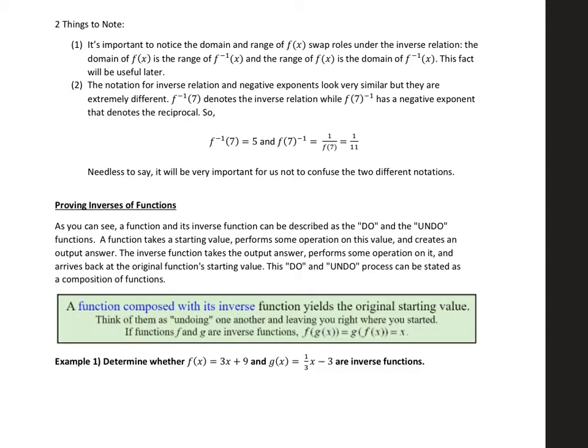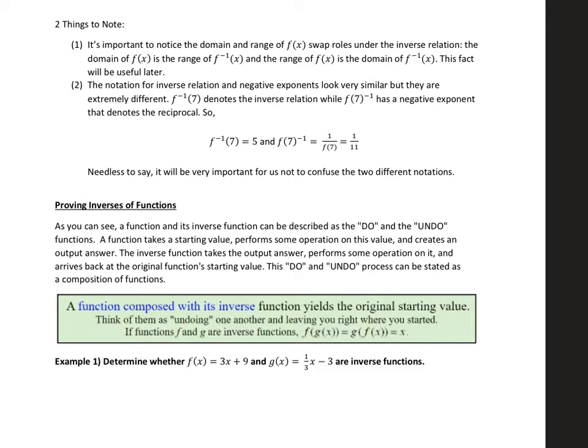The second important thing to note is that the notation for inverse relations and negative exponents look very similar, but they are extremely different. So f inverse of 7 denotes the inverse relationship, while f of 7 to the negative first power has a negative exponent that denotes the reciprocal. In this particular problem, f inverse of 7 is 5, and f of 7 to the negative first is really 1 over f of 7, which is 1 over 11. Needless to say, it's very important for us not to confuse these two very different notations.